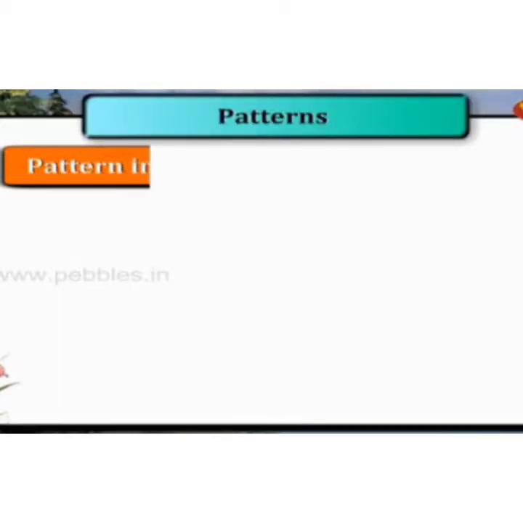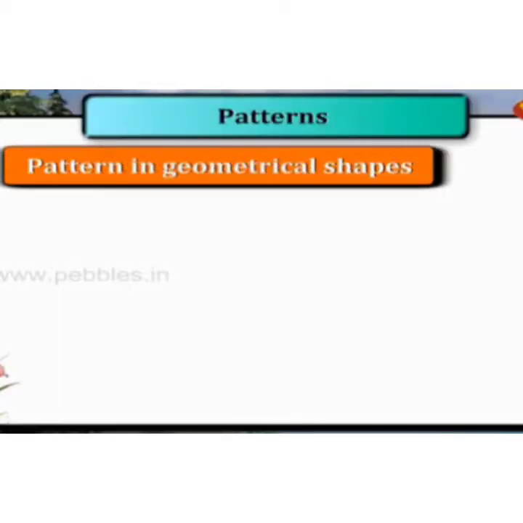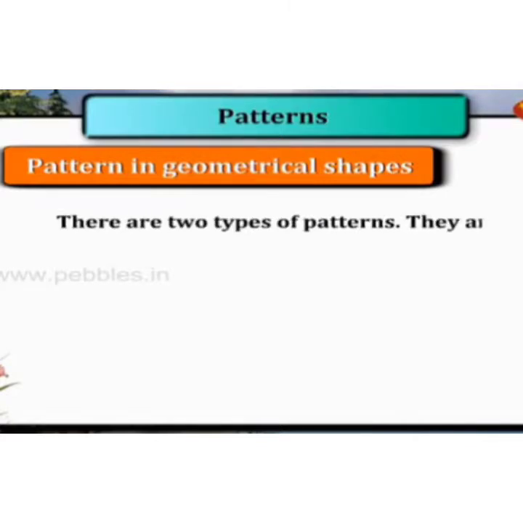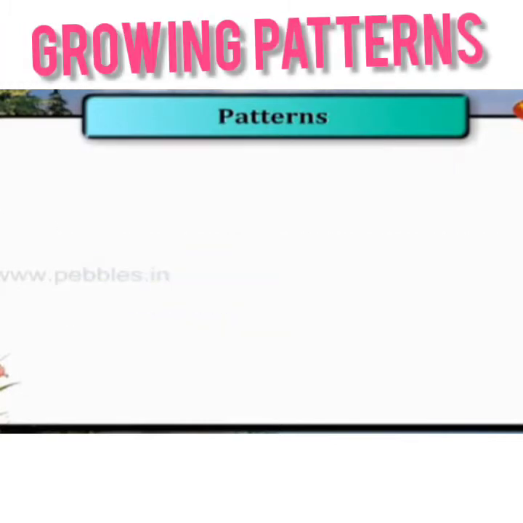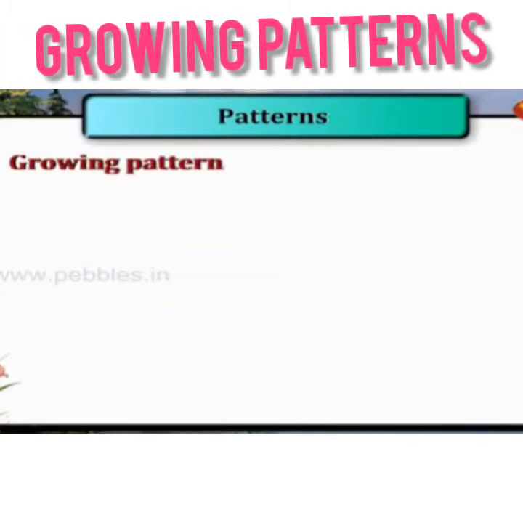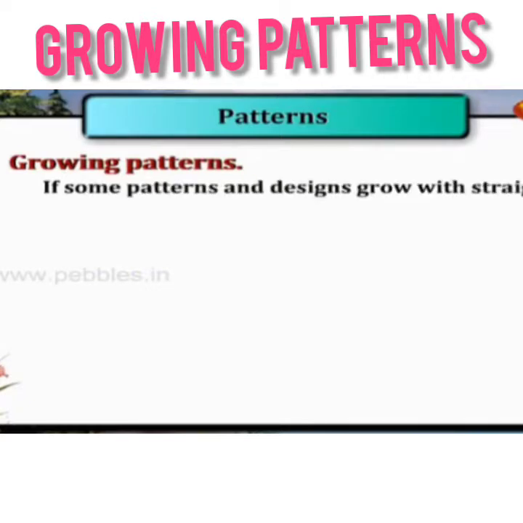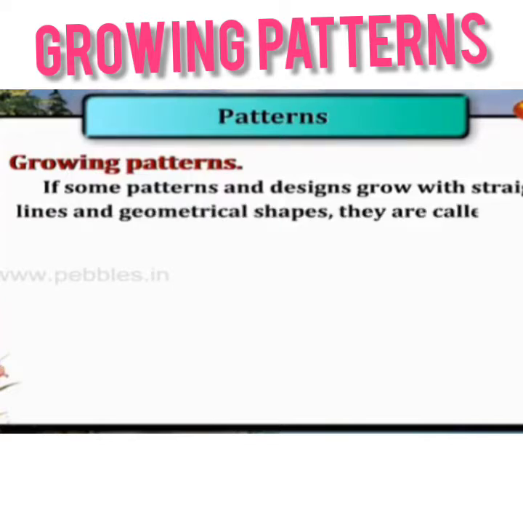Patterns. Patterns in geometrical shape. There are two types of patterns. They are growing patterns, repeated patterns. Growing patterns. If some patterns and designs grow with straight lines and geometrical shapes, they are called growing patterns. Growing patterns example is given below.